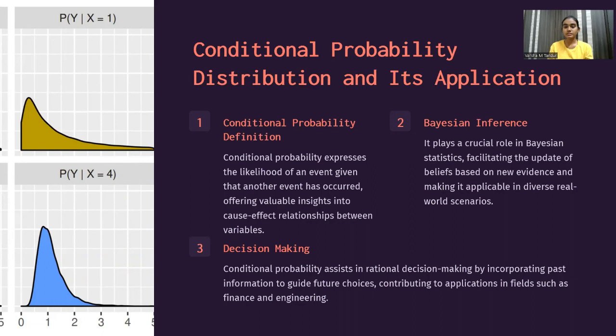Bayesian inference. It plays a crucial role in Bayesian statistics, facilitating the update of beliefs based on new evidence and making it applicable in diverse real-world scenarios. Third one, decision making. Conditional probability assists in rational decision making by incorporating past information to guide future choices, contributing to applications in fields such as finance and engineering.